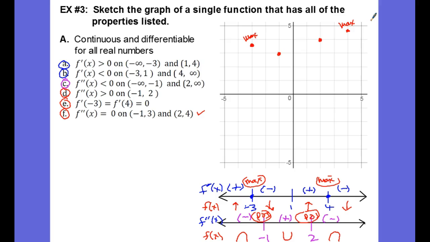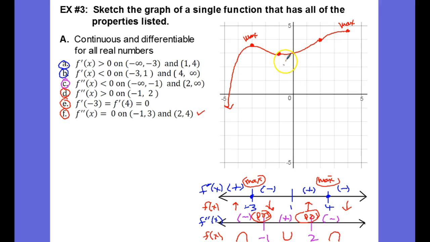Now all I need to do is sketch a curve that will make my function increase on the interval from -infinity to -3 at that max. All right. So how about something like this? From -infinity to this max, I'm increasing. And now I'm going to decrease down to this point of inflection. Now I'm going to increase to this point of inflection. We go from concave down to concave up.